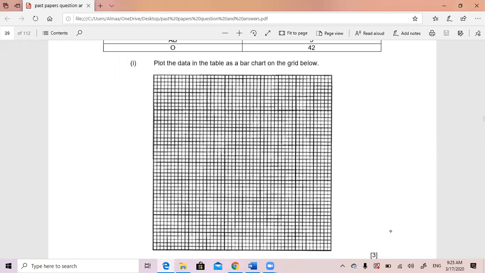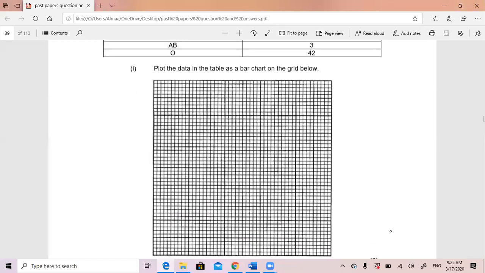What does the bar chart look like? Like that. I will draw with you, one minute. It will be like that. A bar chart like that, like that, like that. That is called a bar chart.